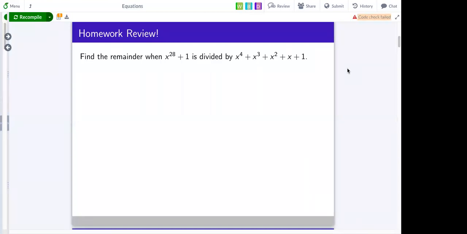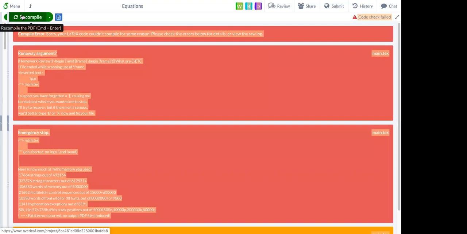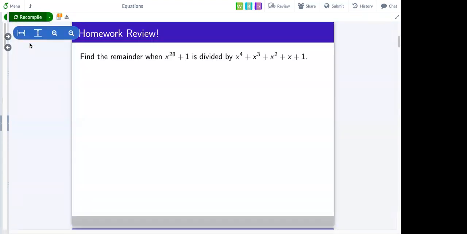So is there anything nice about the divisor, the polynomial that we wish to divide by? Yeah, x to the 4th plus x cubed plus x squared plus x plus 1. The x to the 28 plus 1 is just 2 terms. So now we notice that the divisor is actually a factor of x to the 5th minus 1.